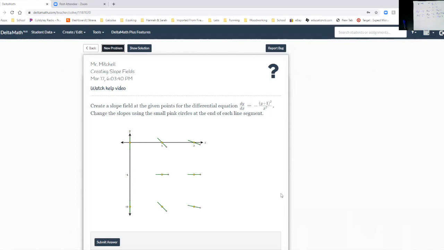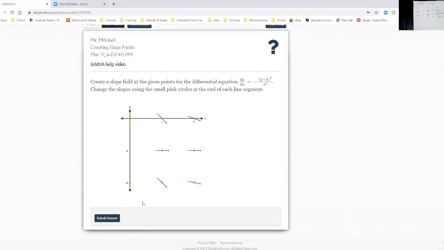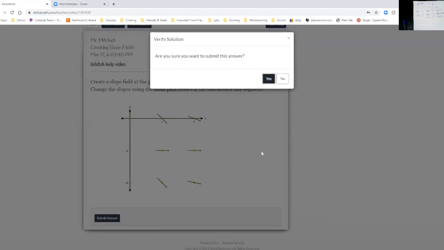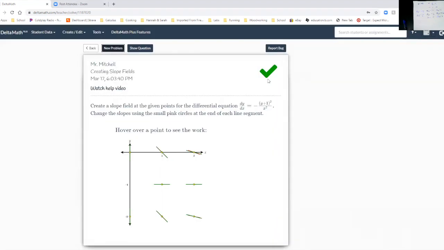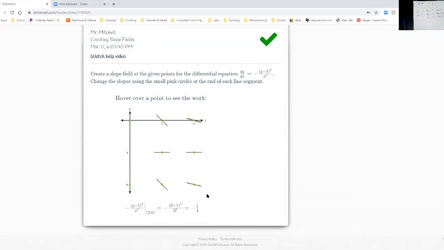All right. So I'm going to hit submit. This is nerve-wracking for me. Okay. So here we go. Are you sure? Yes, I'm sure. And we got it right. But look, it's a little bit off, but it's pretty close, right? These two are a little bit off. It doesn't have to be perfect. And it can show you the calculation. That's kind of nice. It shows you what you should have gotten for your calculations, right?